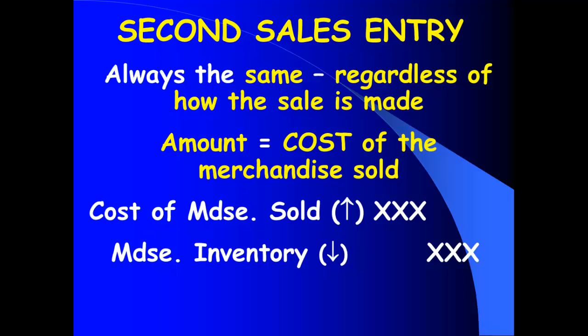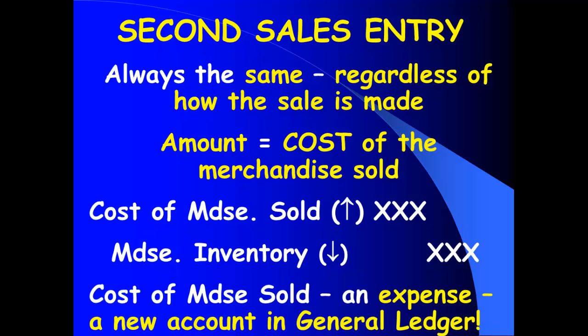The amount of this entry is how much the merchandise cost me. So if I bought something for $50 and I sold it for $75, that first entry would be for 75. This second entry would be for 50. Cost of goods sold is a new account in the general ledger. We haven't had it until this chapter. It is an expense. Let's do an example.